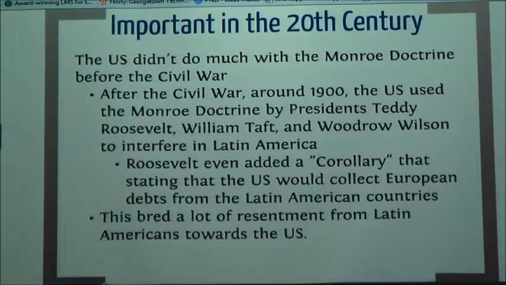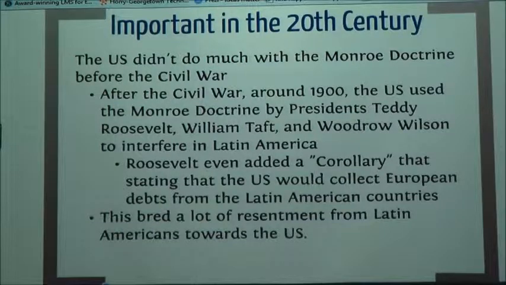So if it's not important in 1820 or so, why is it important in the 20th century? Well, the United States didn't really do much with the Monroe Doctrine before the Civil War. After the Civil War, however, around 1900, the United States starts to move beyond its continental borders. The United States used the Monroe Doctrine to justify actions by Teddy Roosevelt, William Taft, and Woodrow Wilson when they went in and interfered with Latin America.